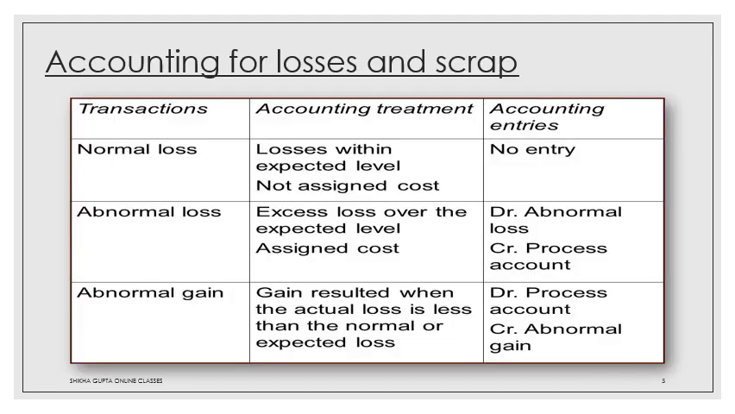Next slide, accounting for loss and scrap. So how to do the accounting, the major part. Normal loss we have done in the previous section, in which no entry is passed because we know this thing and we apportion the amount, or we try to sell off the normal loss. And if you talk about abnormal loss or abnormal gain, we pass a general entry and we make an abnormal loss or abnormal gain account.